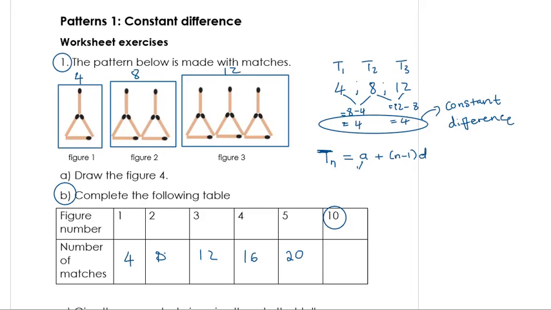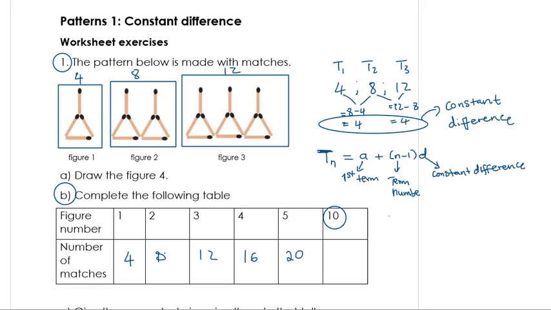A in this case is the first term, and D is the constant difference. And what is n? n is the term number. For example, when I say T1, I mean term number 1. So now, after we found the constant difference, we can apply all that information into that formula.